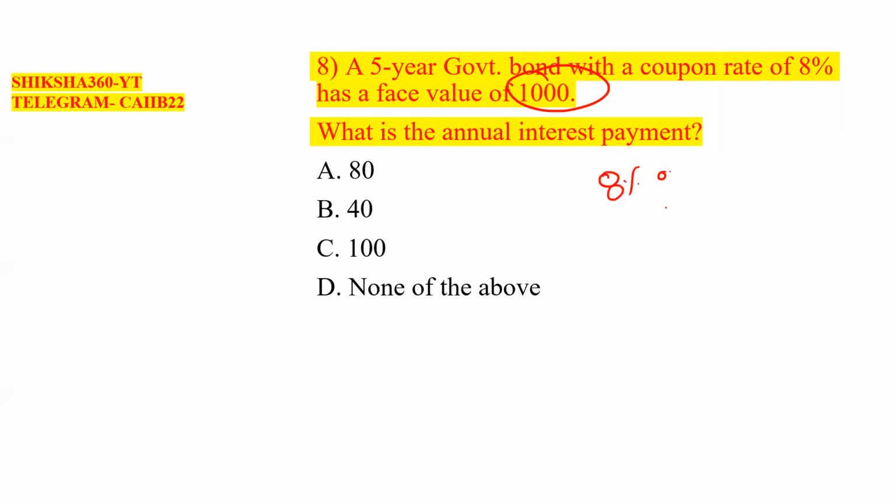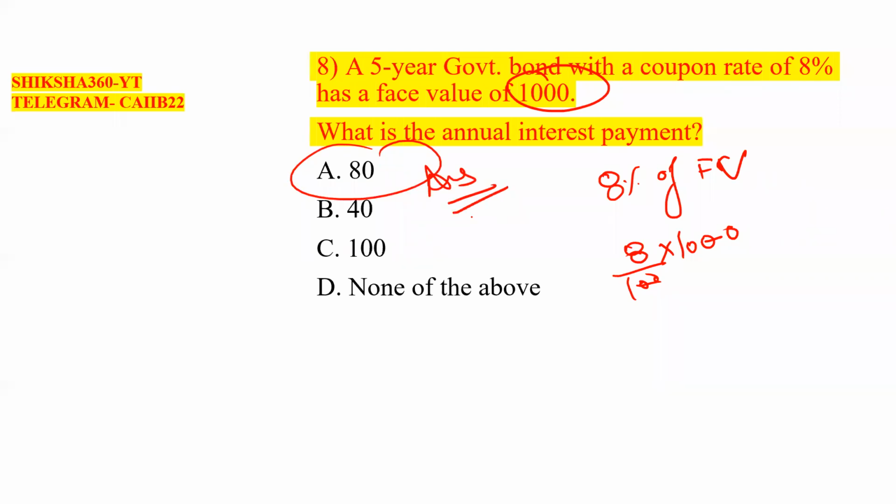The annual interest payment is 8% of the face value, so 8% of 1000, which is 80 rupees. So option A is the answer. Many times this value is also known as the coupon value. So the annual interest payment, or coupon value, is 80 rupees.